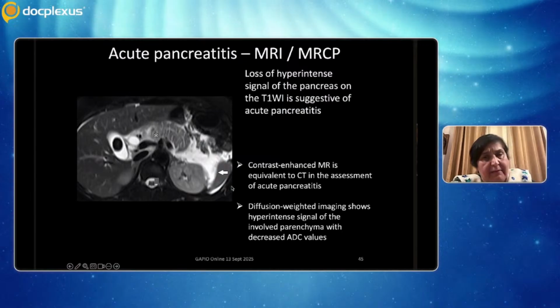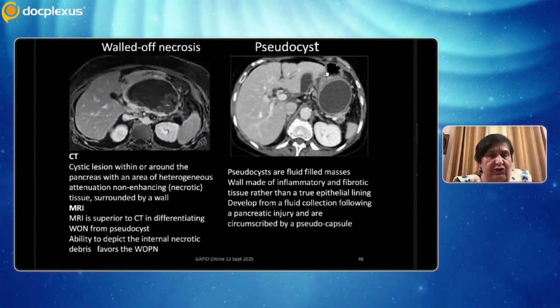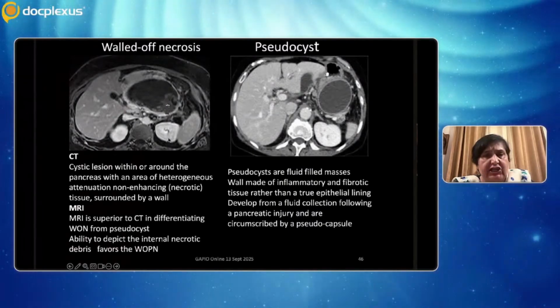A contrast-enhanced MR is equivalent to CT in the assessment of acute pancreatitis. And on diffusion, you will see a hyperintense signal of the involved parenchyma with loss of signal on ADC images. MR and CT help you to differentiate walled-off necrosis from pseudocysts. So on CT, what you see is a cystic lesion within or around the pancreas with an area of heterogeneous attenuation. MR is superior to CT in differentiating walled-off necrosis from pseudocyst because it has the ability to pick up the internal necrotic debris within the cystic lesion.